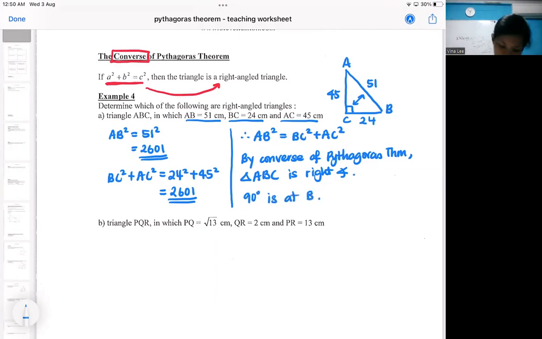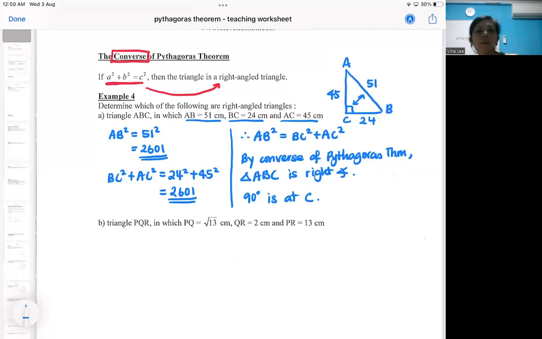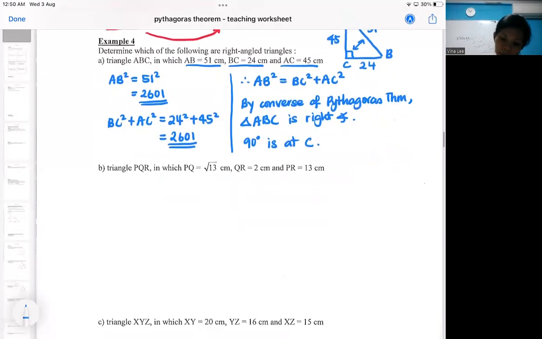So in this case, the 90 degree is at C. Not every time the question will ask you, so just take note. When you can prove successfully, you may not need to tell where the right angle is unless the question says so. So we repeat the same idea for the next one.